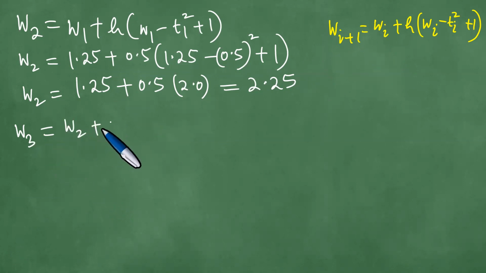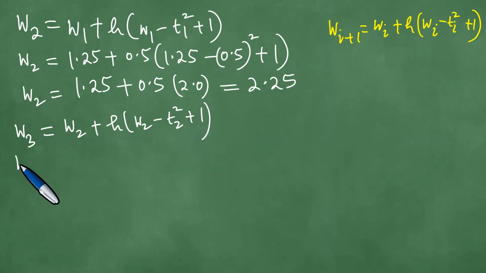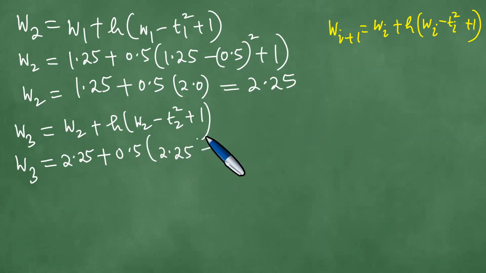So W3 becomes W2 plus h, maintaining the rest of the symbols, and then the next step we do substitution. When i is 2, W3 is W2 plus h times (W2 minus T2 squared plus 1). We've already got W2, which is 2.25, plus h, which is 0.5, and W2 is 2.25 minus the T2.